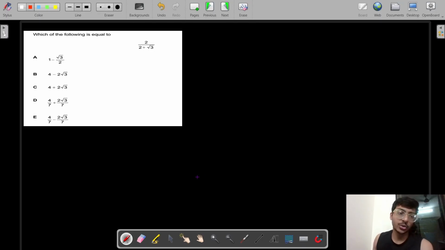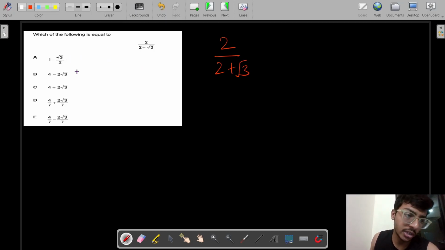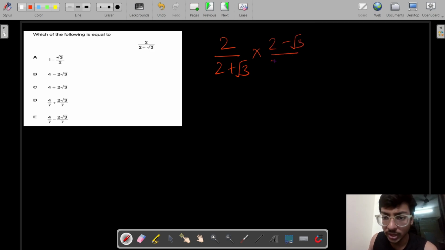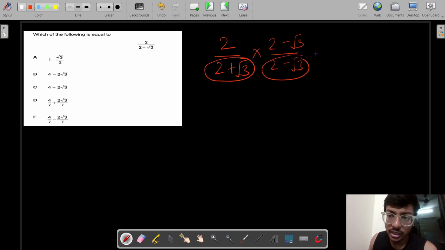So here comes the second question on the screen, and the question says that this is the expression 2 upon 2 plus root 3, and we need to find which of the following expressions is equal to this value, 2 upon 2 plus root 3. To find it, we simply rationalize this expression. For rationalizing, I need to multiply by 2 minus root 3 upon 2 minus root 3, right?